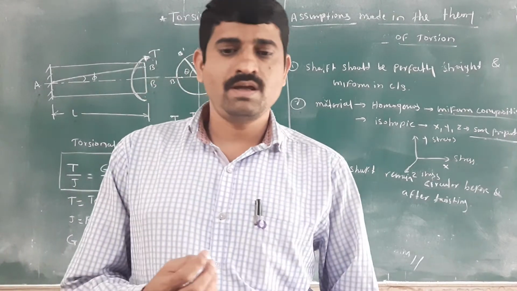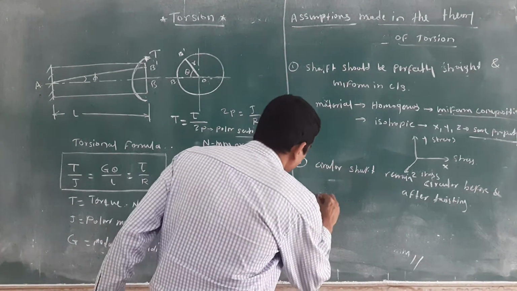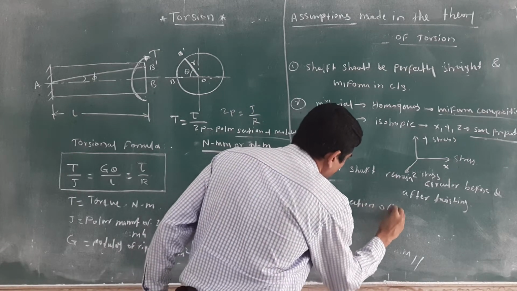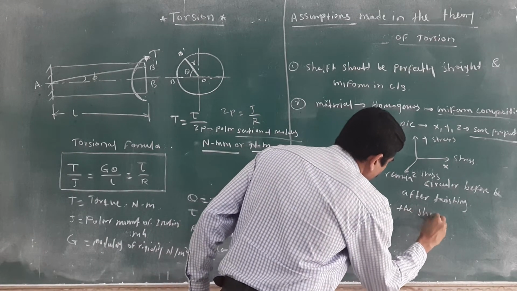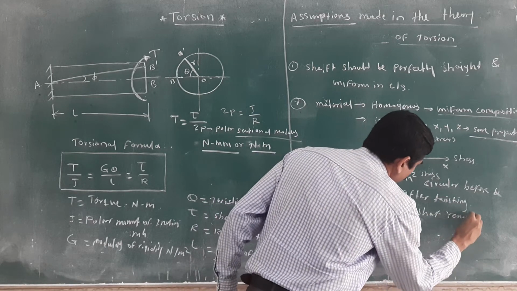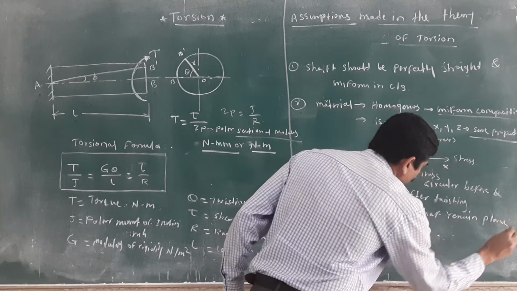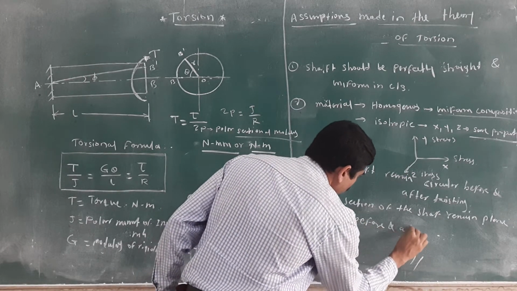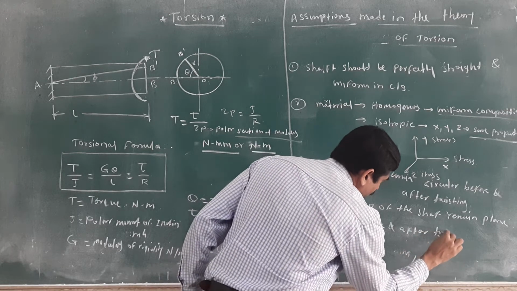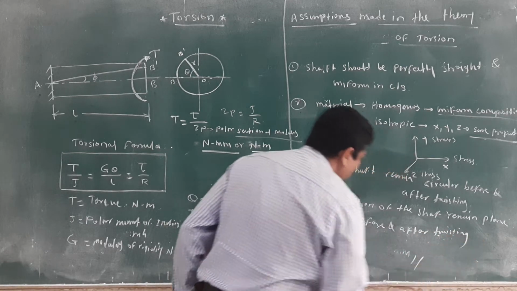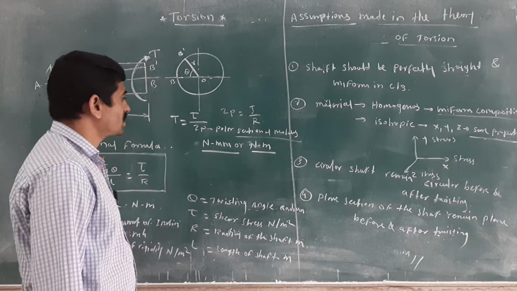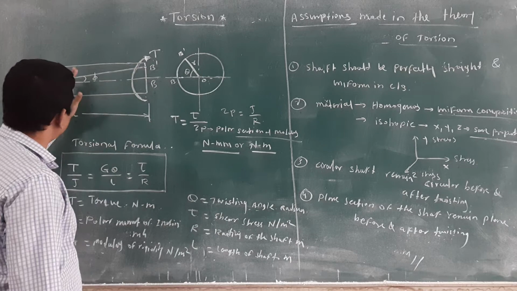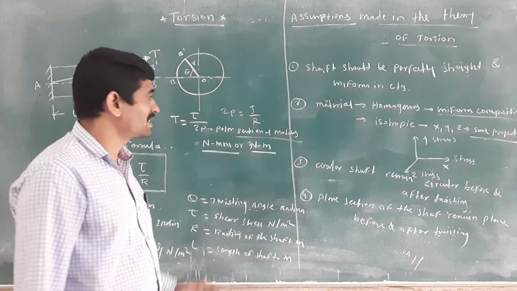And the last one is that a plain section of the shaft remains plain before and after twisting. The fourth assumption is that a plain section of the shaft remains plain before and also after twisting the shaft.